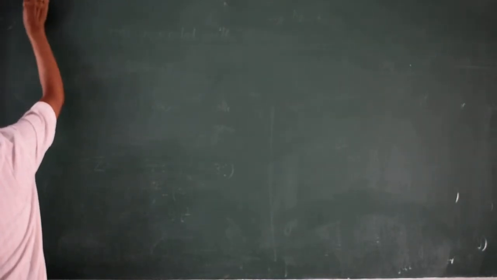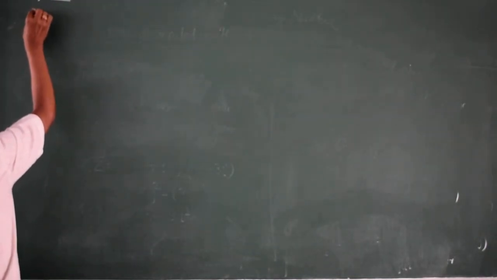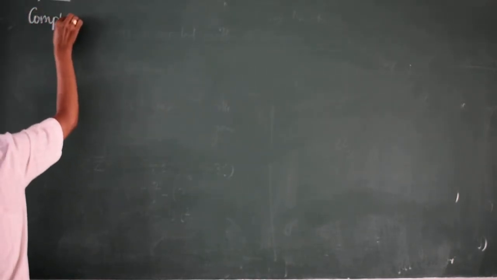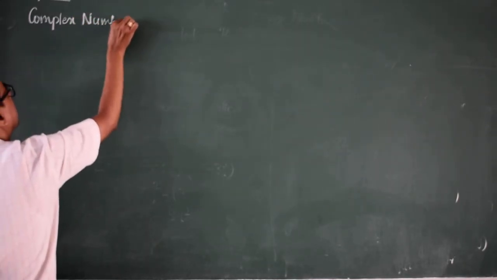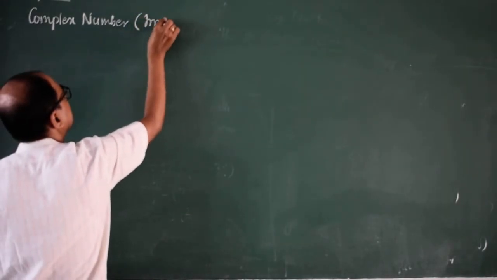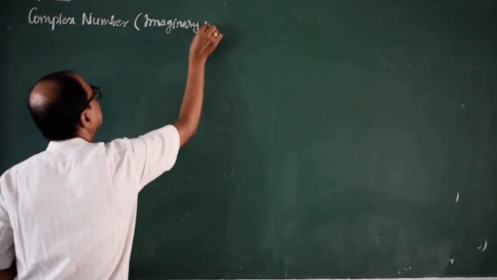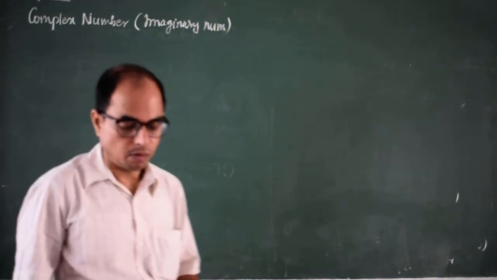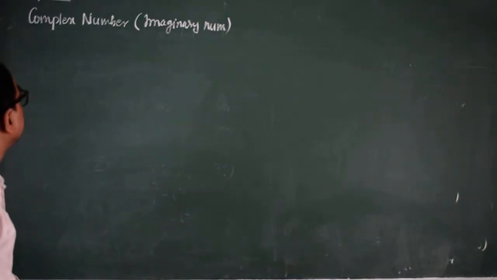Clear? Now, first of all, we will see complex numbers. A complex number is also called an imaginary number. In the previous class, we discussed purely imaginary numbers. Now, a complex number is called an imaginary number.